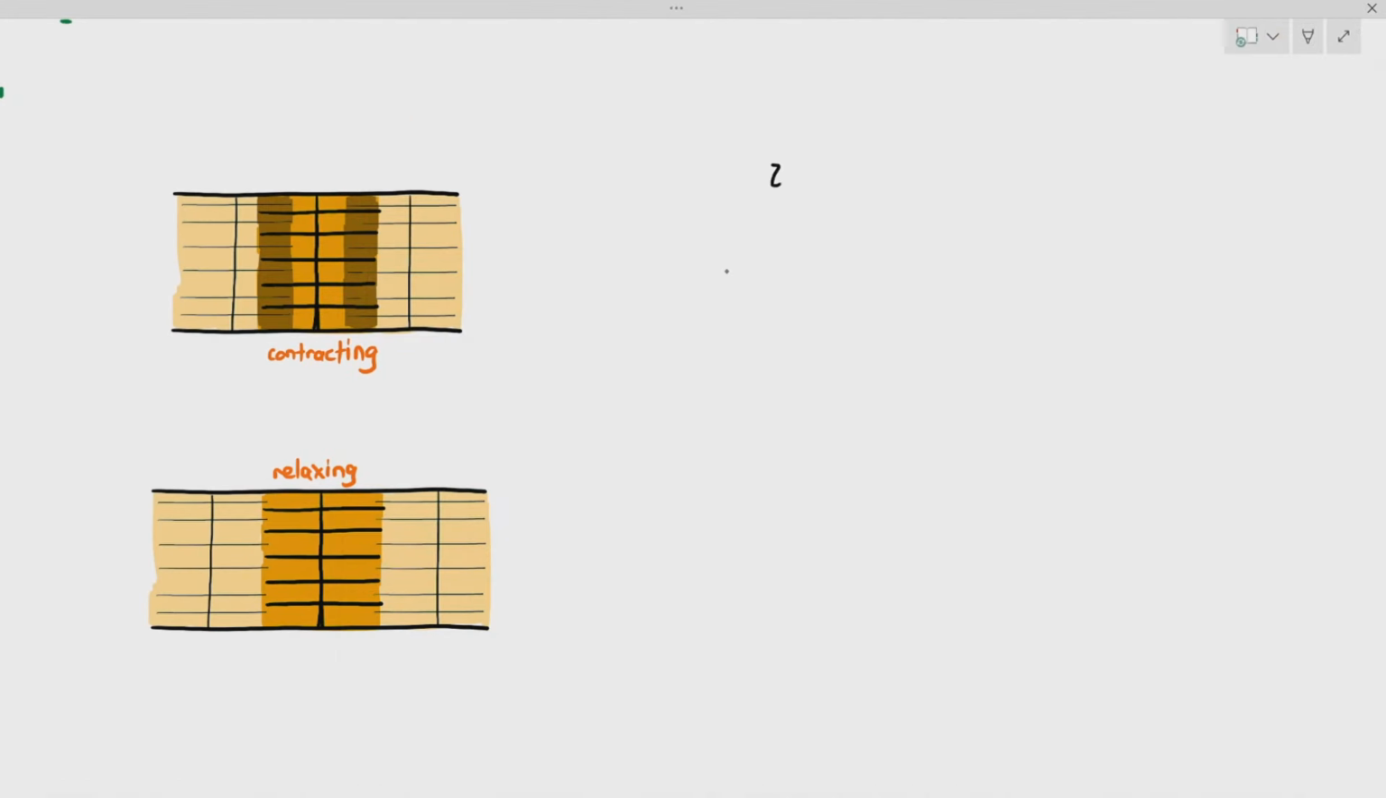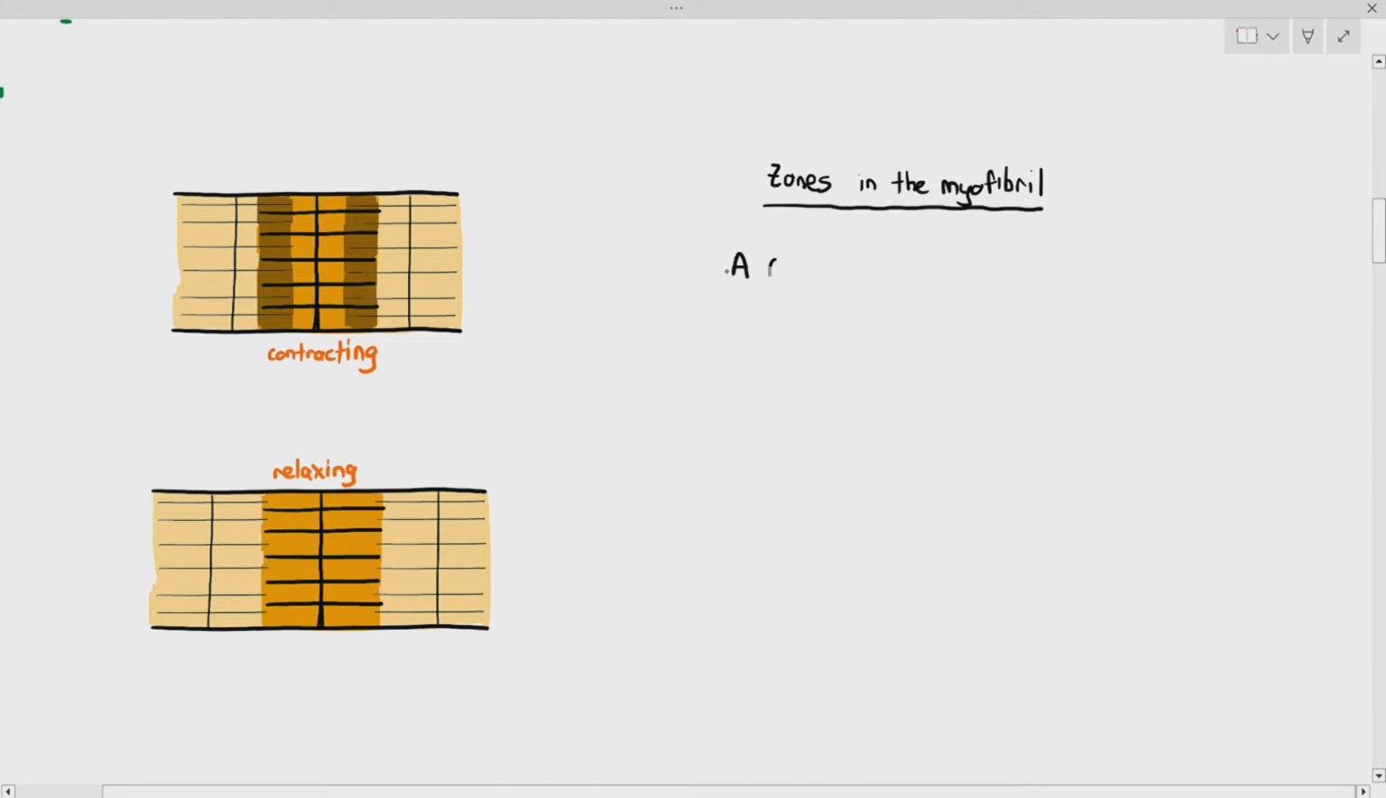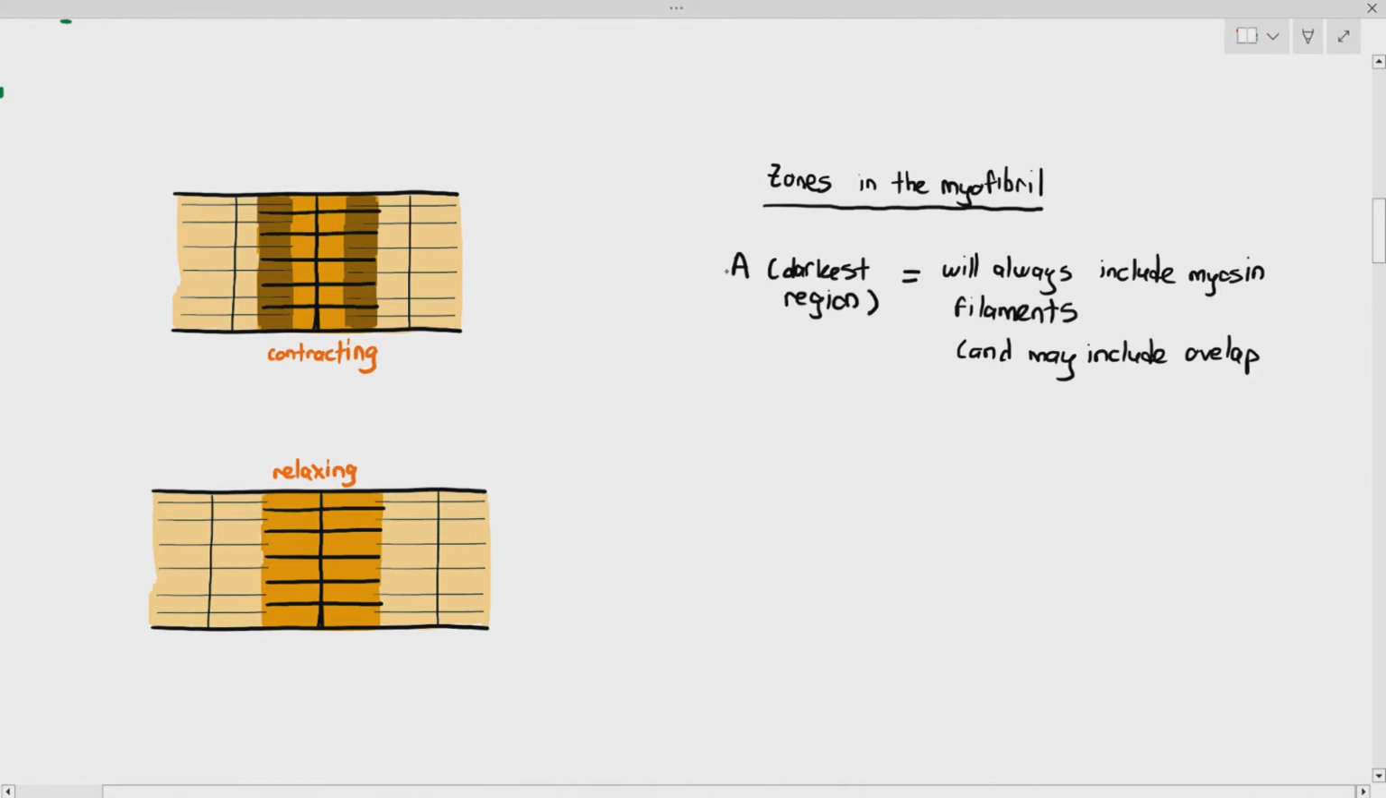Another very important thing is, sometimes in the exam, they may ask you about something called zones. So what we have done is, we have split the myofibril into different zones as well. What I mean by these zones is as follows. We have three zones, which are known as the A zone, H zone, and I zone. The A zone is usually the place where it can be the darkest. And the A zone usually contains myosin filaments. It contains the entire length of the myosin filaments, and it may also contain overlapped actins.